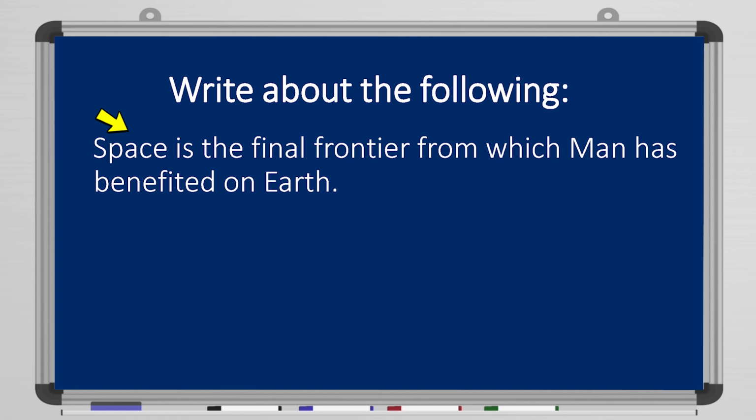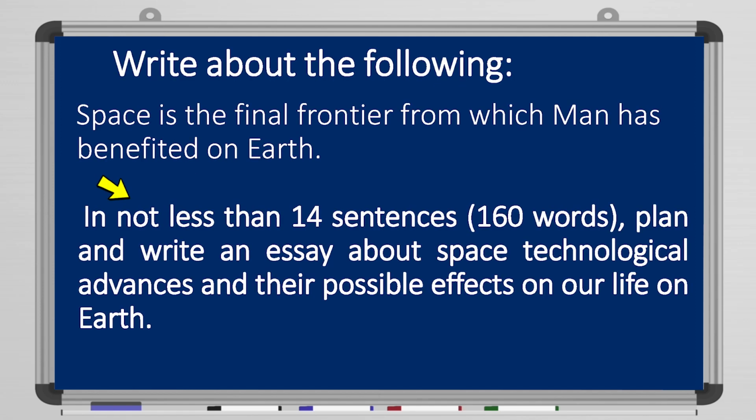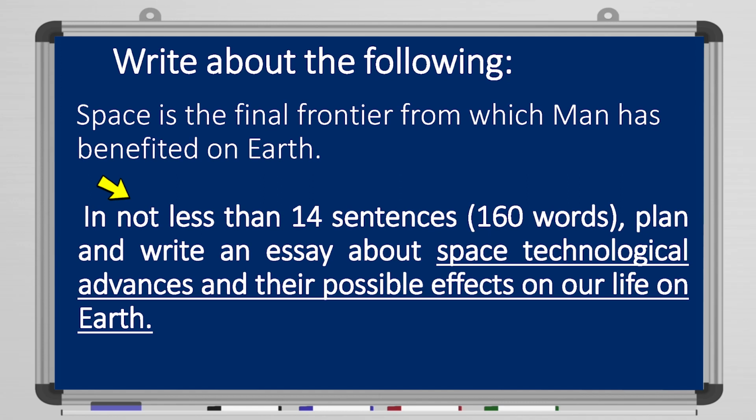Let's start writing. Here is your question. Space is the final frontier from which man has benefited on Earth. In not less than 14 sentences, around 160 words, plan and write an essay. About what? About space, technological advances, and their possible effects on our life on Earth. So you're going to write about space technological advances, their possible effects on our life on Earth. They've simply planned it out for you. It's so easy. All you have to do is fill in the gaps.